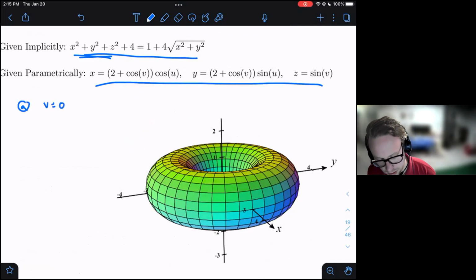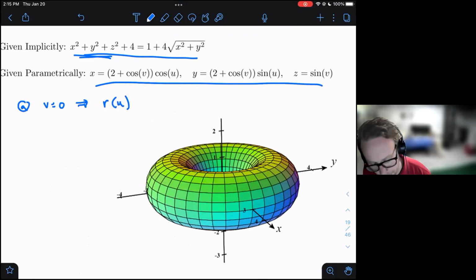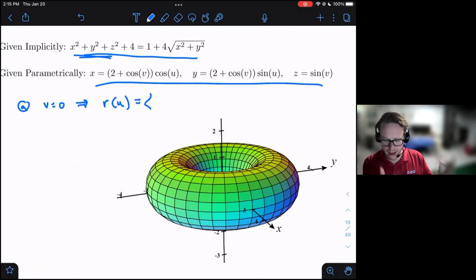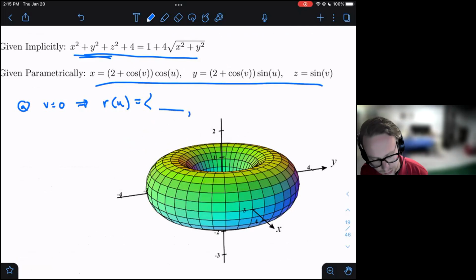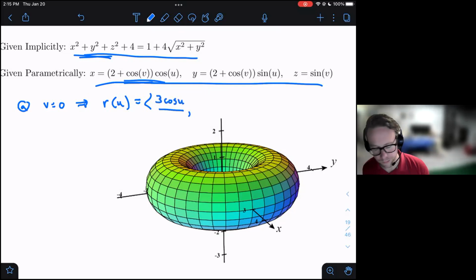So v equals 0. That means we're going to have just u's left over, because v is going to be replaced with 0. And I'm going to switch this into the vector notation. So in my first component I'm going to have the x stuff here. And if I plug in v equals 0 everywhere, well, let's see. We're going to have cosine of v. Cosine of 0 is 1. So this is going to be 3 cosine u. Okay. Next up.